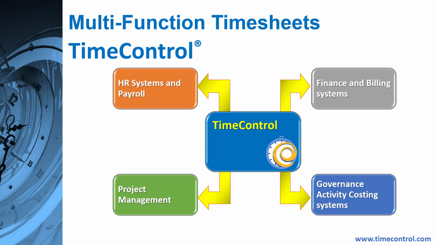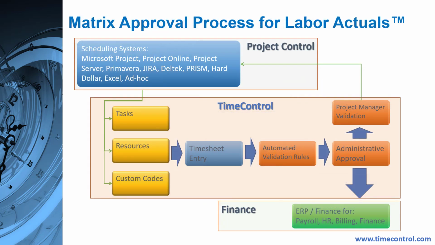The big challenge in this is typically in the approvals process. How will we deal with approvals when there are different perspectives on what an entry in a timesheet means to those different people? And we manage that by creating something called the matrix approval process for labor actuals, where information might start from a project management system like Project or Primavera or Prism or Jira. And this information would go into TimeControl. At the same time, inputs would come in from HR for things like new employees or employees who are updating their role or their department. And then end users would have to only deal here in the middle with the timesheet entry.